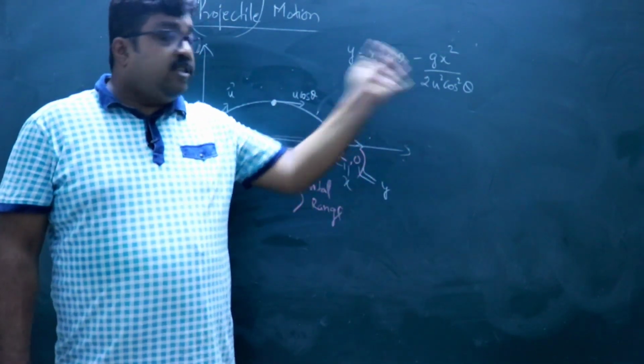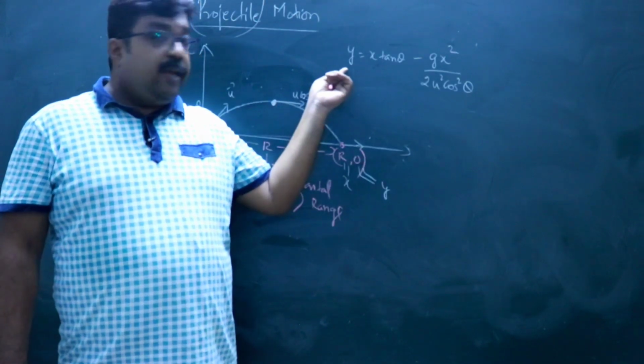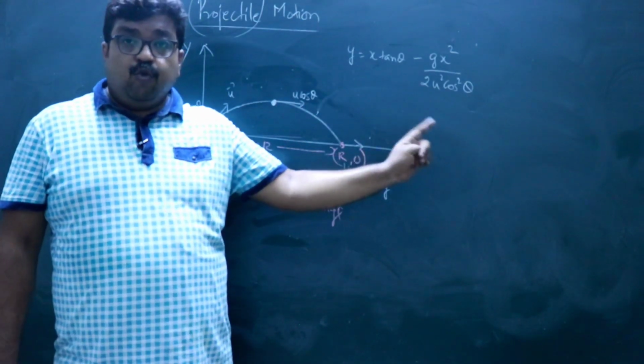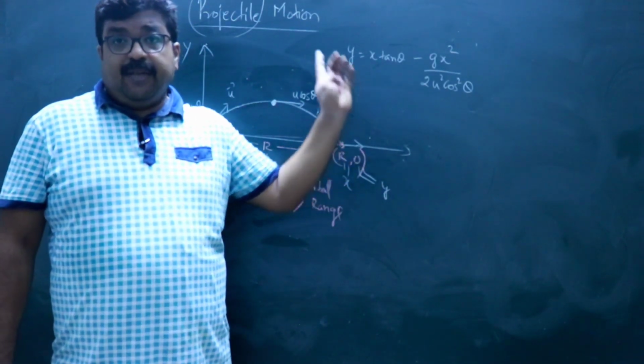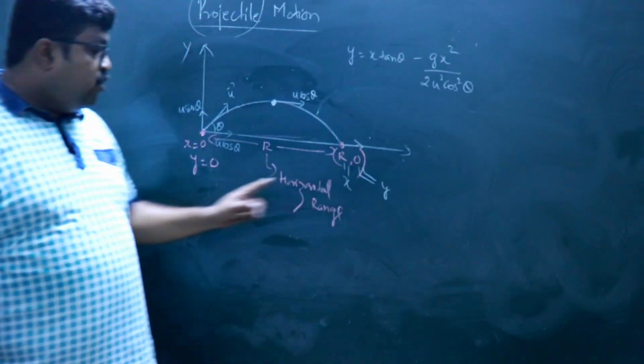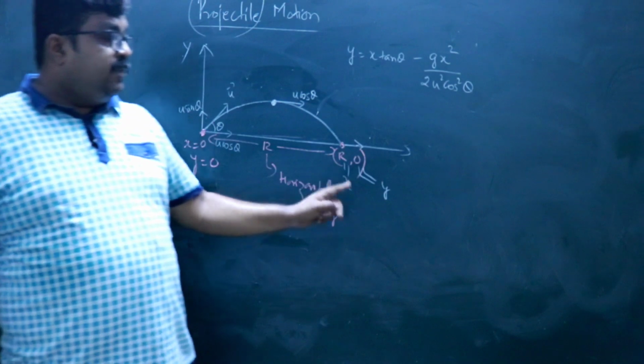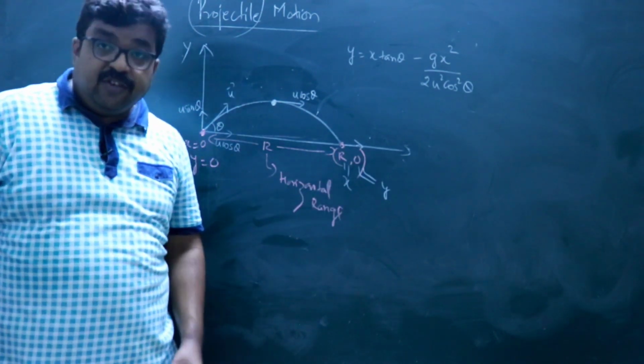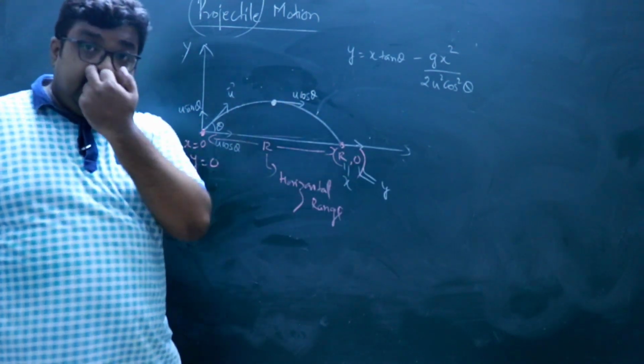That is also what we are observing from this equation, because here the order of y is 1, here the order of x is 2. So one value of y is related to two values of x, and one among them is x equal to 0. The other value of x is the range r. So let's see whether we are getting that equation over here.